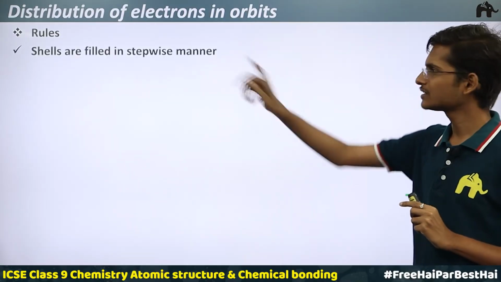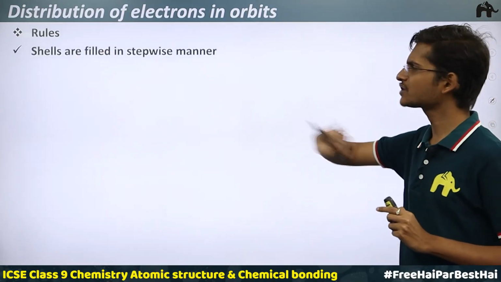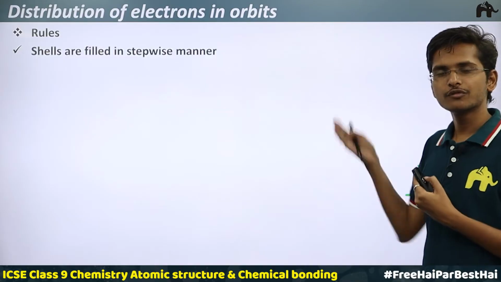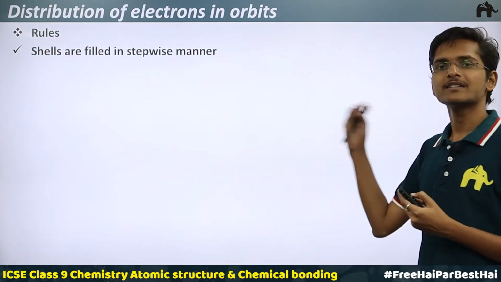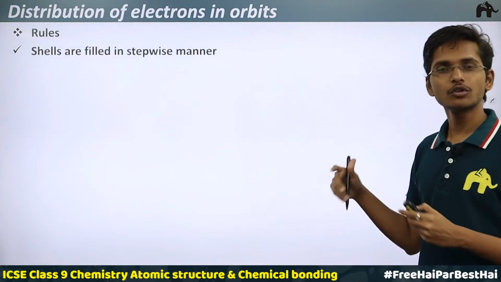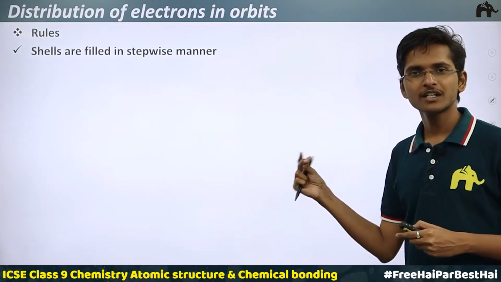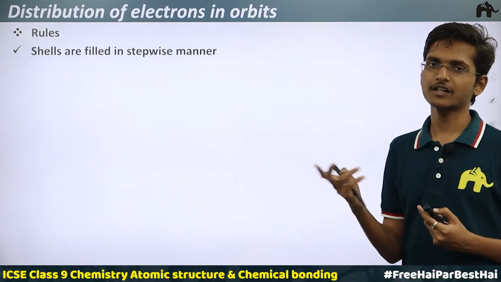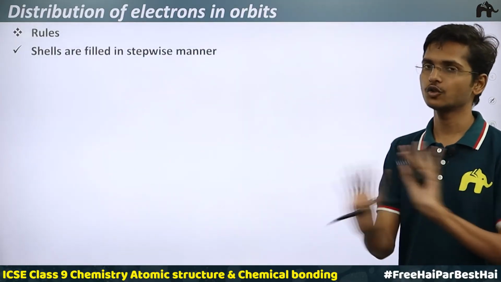Very simple rules. The second rule is very simple. Shells are filled in a stepwise manner. We fill the first shell, then the second, then the third, then the fourth. We won't abruptly fill the first shell, then skip 2 shells in between, the second and third, and then directly fill the fourth shell. No, this won't happen.